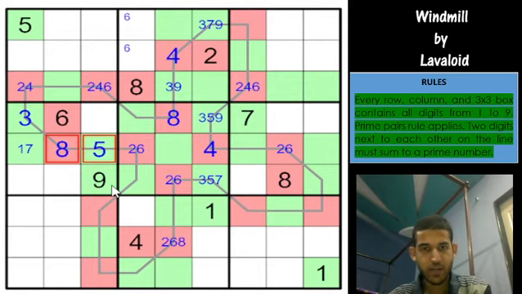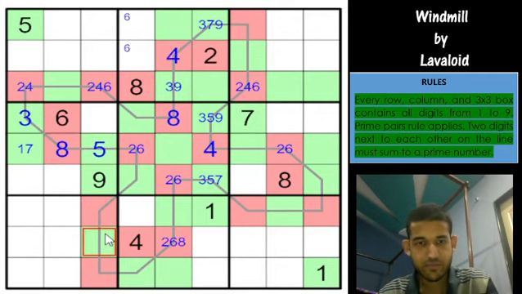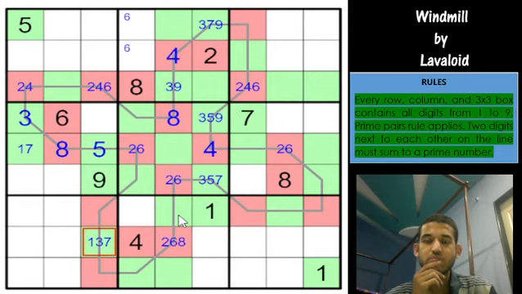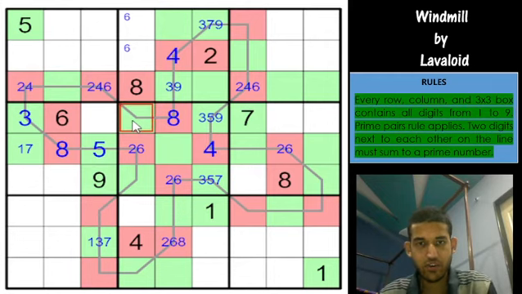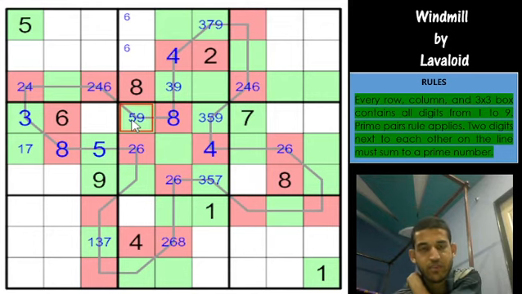And now let us see. This would be a 1, 3, 7 for the column. And if you look at this cell, it can only be 1, 5, 9. 1 is ruled out. So this is 5 or 9. 8 plus 5 is 13. 8 plus 9 is 17. So both are possible.